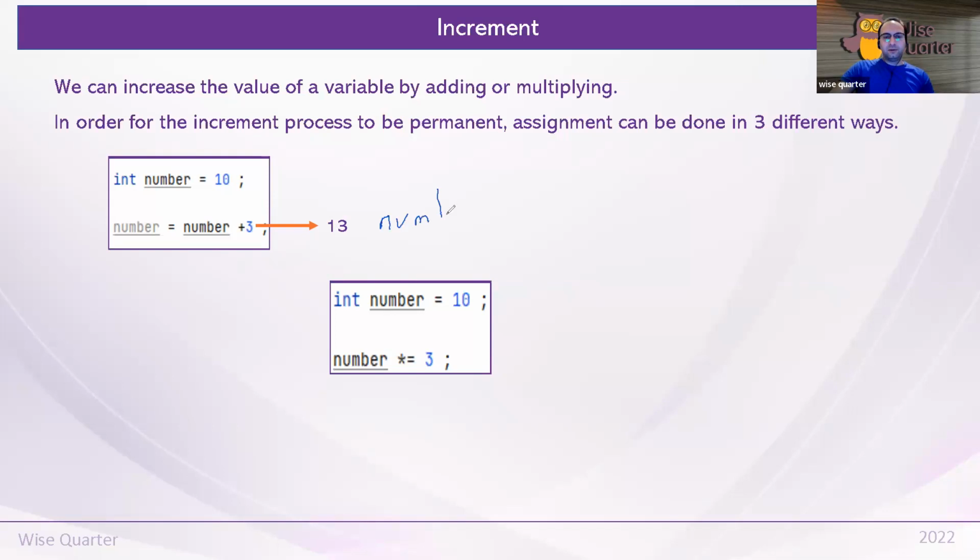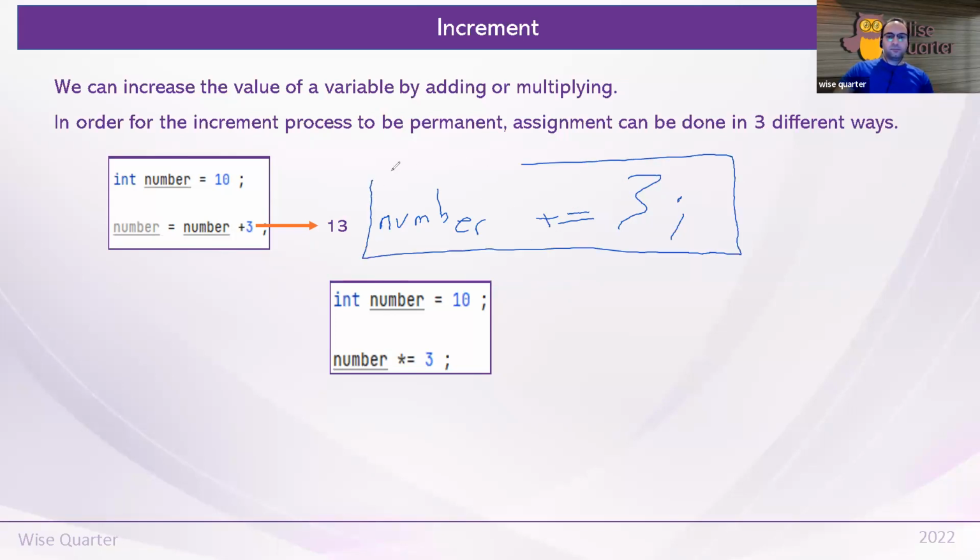Number plus equal 3. It is the same thing. It means add 3 to number. If you write it like this, it will increase the value of number by 3. These lines are the same. They do the same thing.